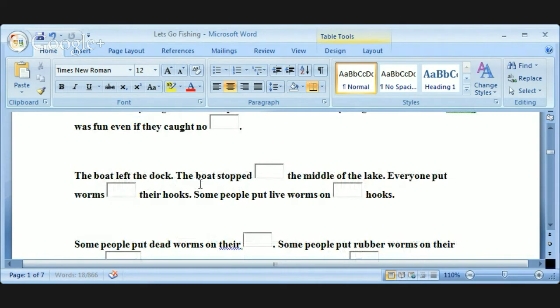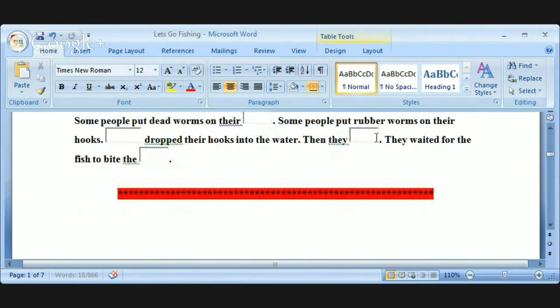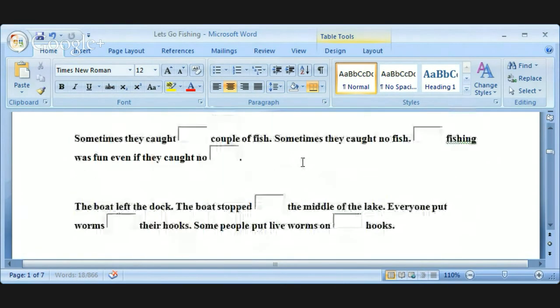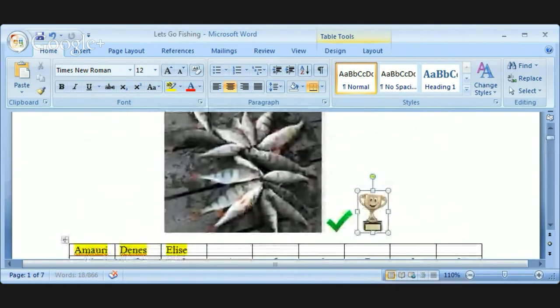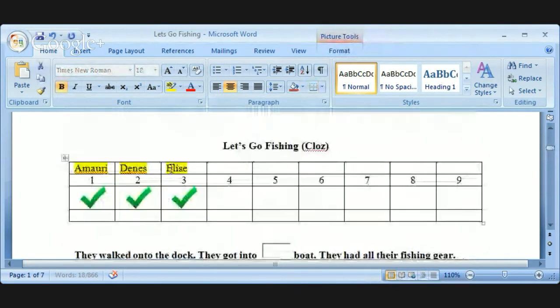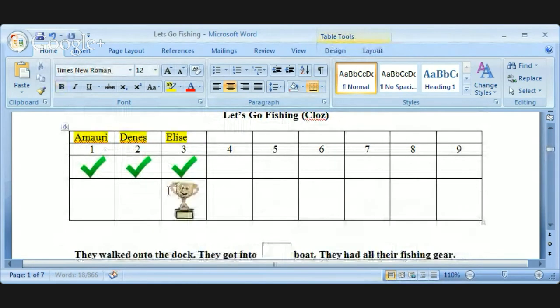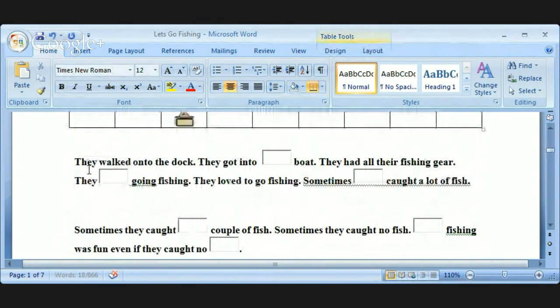The boat left the dock. The boat stopped in the middle of the lake. Everyone put worms on their hooks. Great. Some put live worms on their hooks. Some put dead worms on their hooks. Some put rubber worms on their hooks. And some dropped their hooks into the water. Then they waited for the fish to bite the worms. Okay, great. Very nicely done. Okay, and this was Elise. Okay, Dennis, just try.